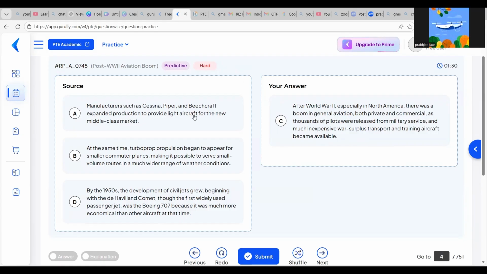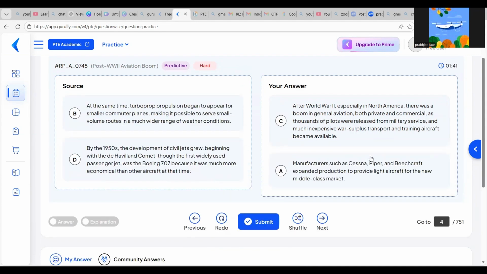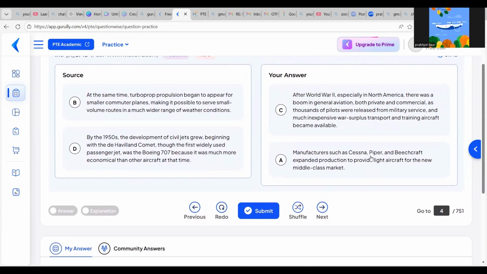Manufacturers such as Cessna, Piper, and Beechcraft expanded production to provide light aircraft for a new middle-class market. So after that, this one. After that, I will explain how.